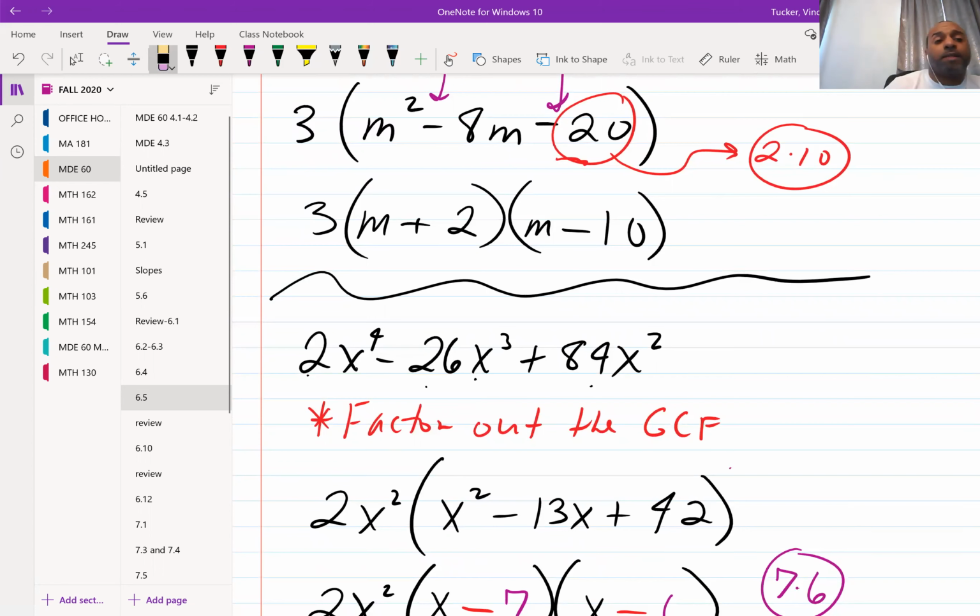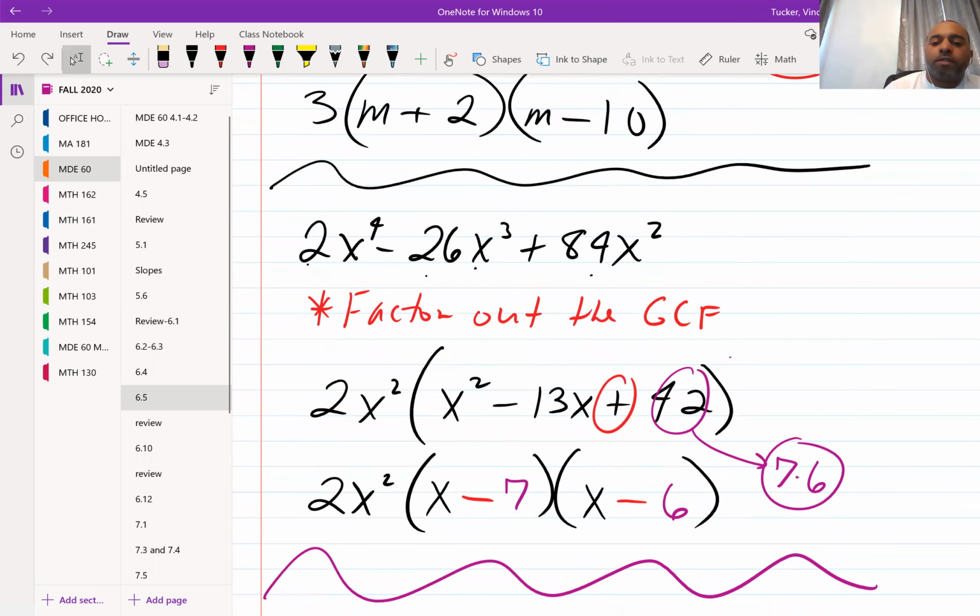And then follow the same sign rules. Back sign is positive, so that means both of them should be the same. And then this sign out here lets us know to use negative for both. Factors of 42 that add together to give me 13: 7 and 6. Notice 2x squared is still a part of your factorization, so make sure you don't lose that. Sometimes people will pull the GCF out, and then they forget to keep it as a part of the factorization. So make sure you keep that as a part of your final answer.